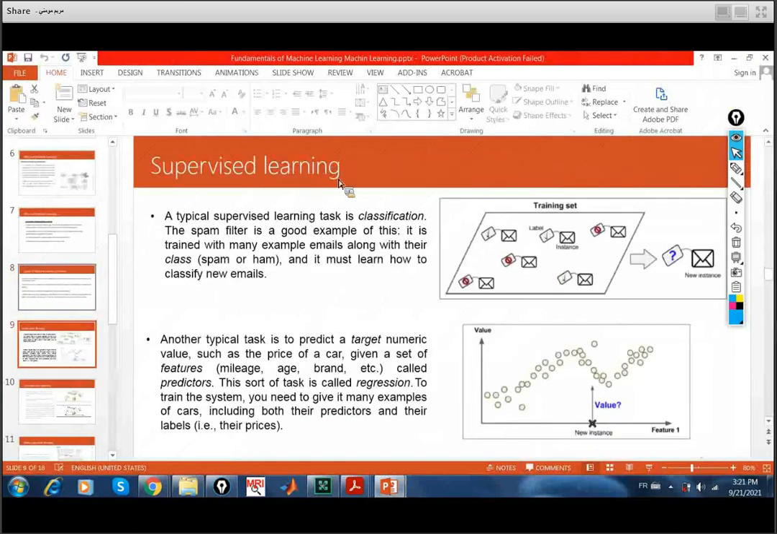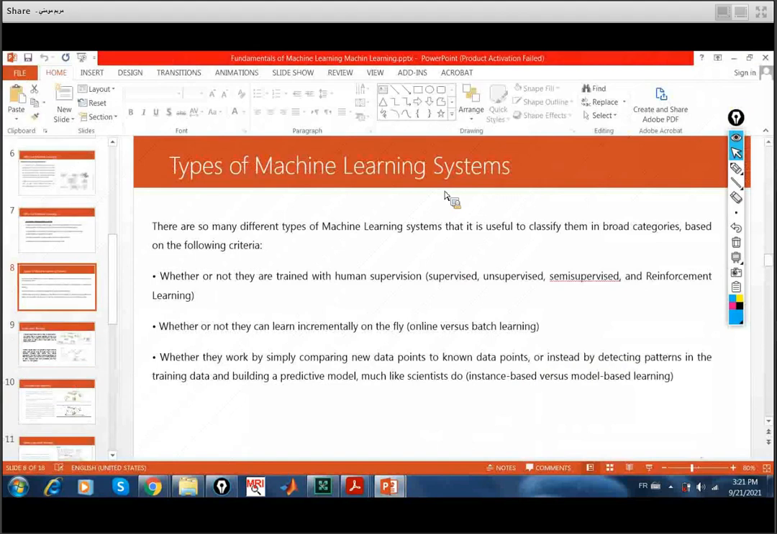We have different types of machine learning systems: supervised, unsupervised, semi-supervised, and reinforcement learning. We have these types of machine learning systems. Again, step by step, we must become a little familiar with these words. What is supervised learning? What is unsupervised learning?